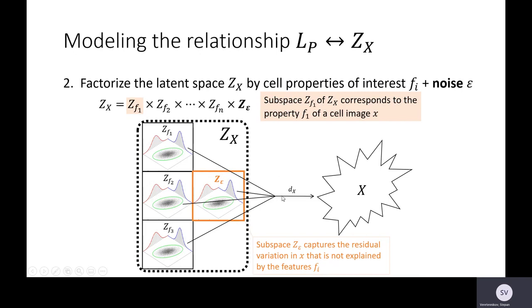And to generate a cell image, we now don't take only one point from the space Zx. We take a point from the space ZF1, and we take a point simultaneously from the spaces ZF2, ZF3, and Z epsilon. We take these four points, we pass them to the decoder, and as a result, we get some distribution or a small region in the space X.